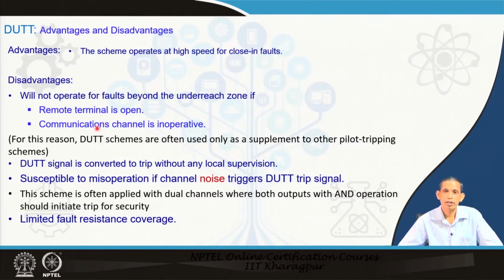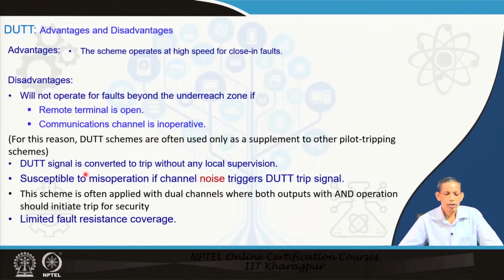If the communication channel is inoperative, not available, or if the breaker is open, or for any reason the communication is not available, then there will be no information from the other end. So, you cannot exploit it. For this reason, the DUTT schemes are often used only as a supplement to the other pilot schemes, which we will be discussing subsequently.